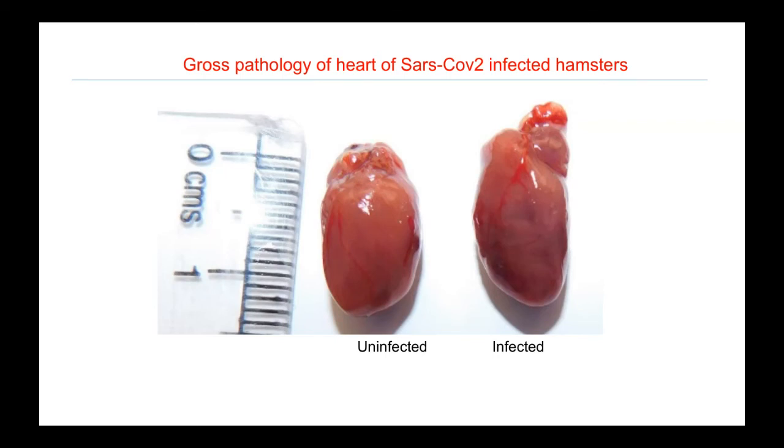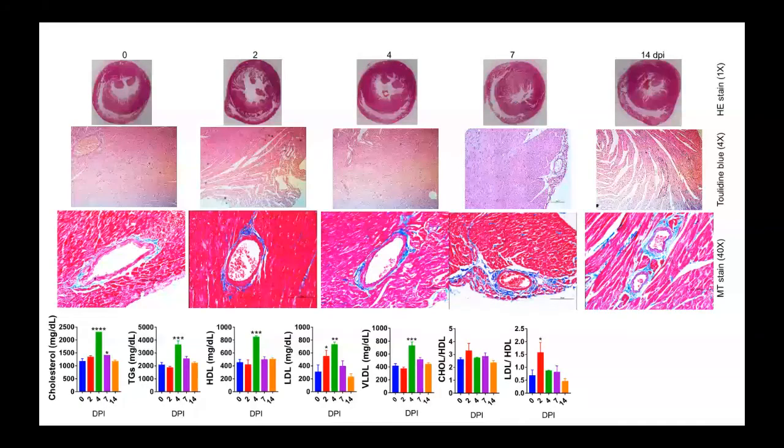So then we went into more detailed analysis of the heart, and at different time points we did HE staining at 1x and 4x, and then we did fibrosis Masson's trichrome staining to identify the fibrosis. You can see the interventricular space is clearly reduced at day 7, which was pretty big in the early days. And at day 14, maybe it's getting better.